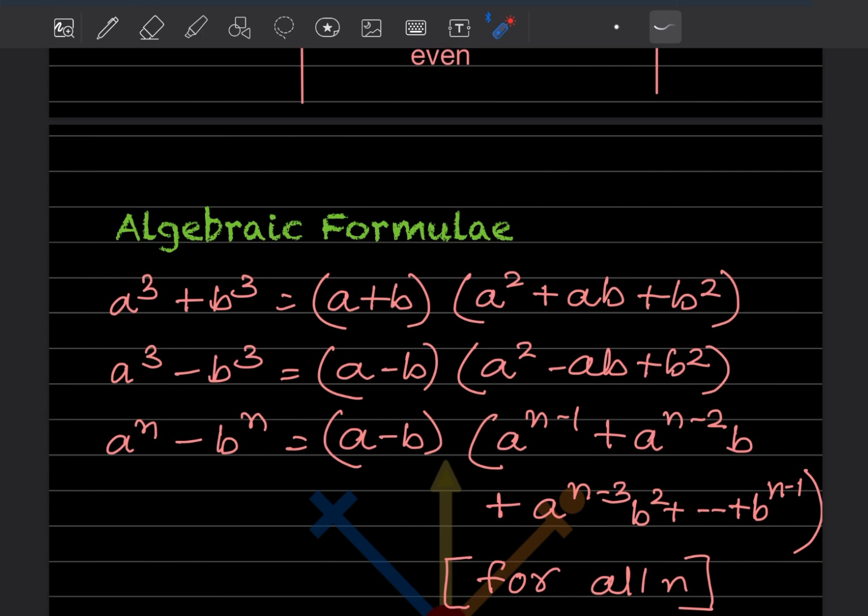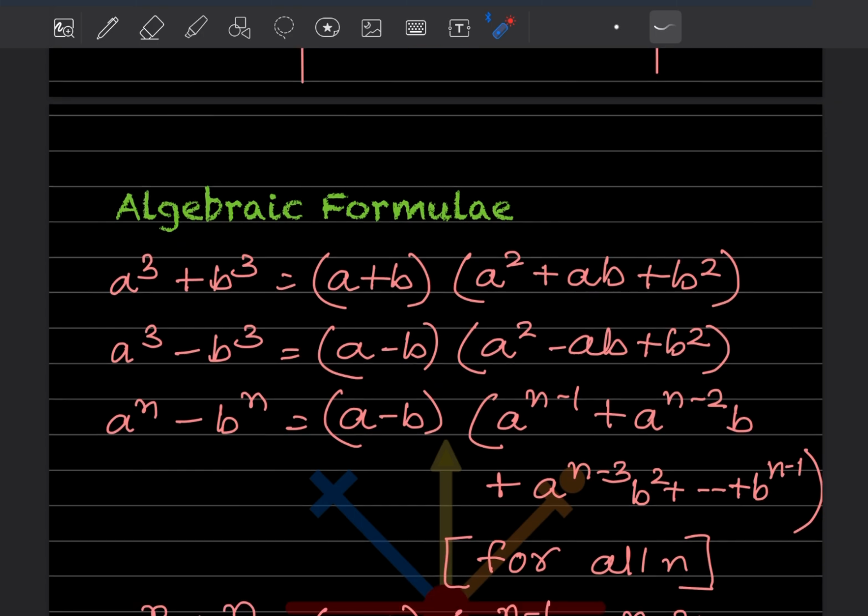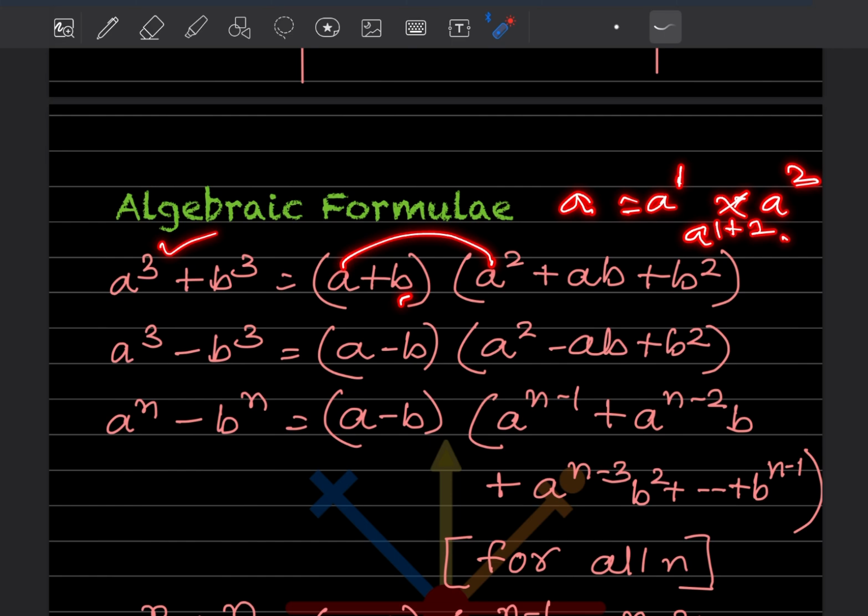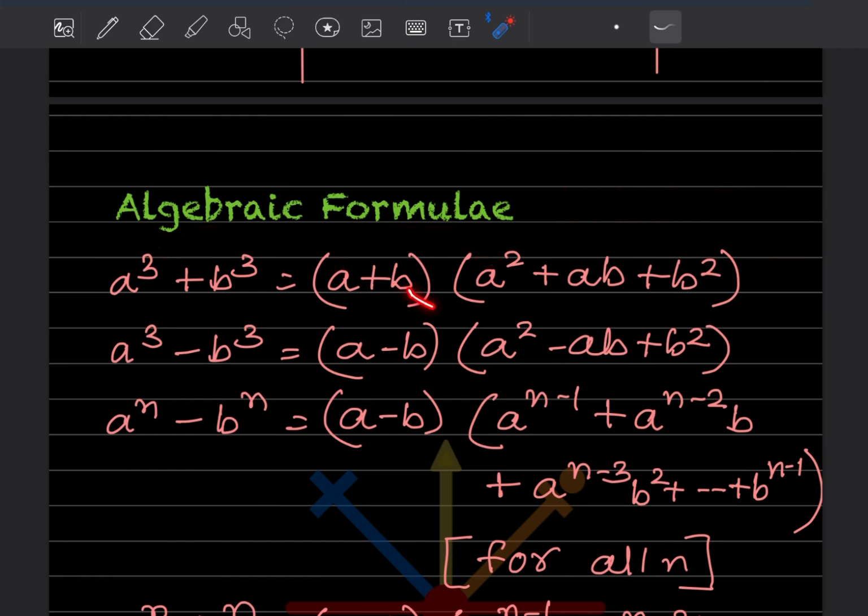So again, one more thing you require is the algebraic formula. This is not a common one. You have to remember this: a cube plus b cube. The formula for this is a plus b and a square minus ab plus b square. So how to remember? Just take a plus b, and then here is cube. So this into this is going to be a cube, because a raised to 1 into a raised to 2 will be a raised to 1 plus 2, which is going to be a raised to 3. And this is going to be b cube.